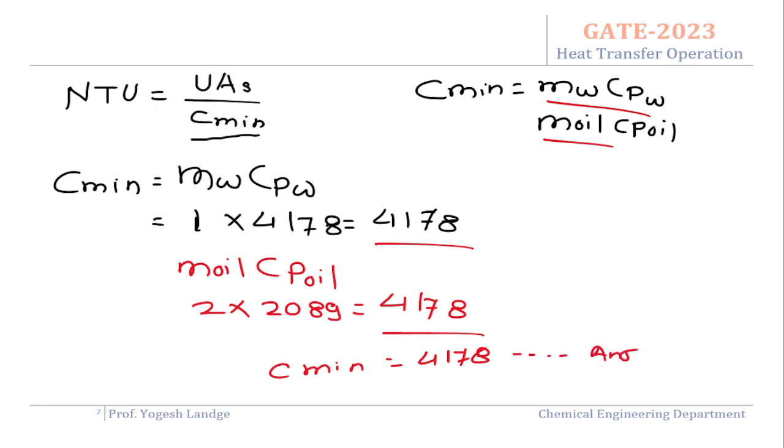Okay, now this C minimum we calculated. Now we will focus on this one. For the U, I need the inside transfer coefficient and outside transfer coefficient. And for the surface area, at least I should know the diameter and the length of the exchanger. Both things are missing. So let's see how we can calculate this UA.